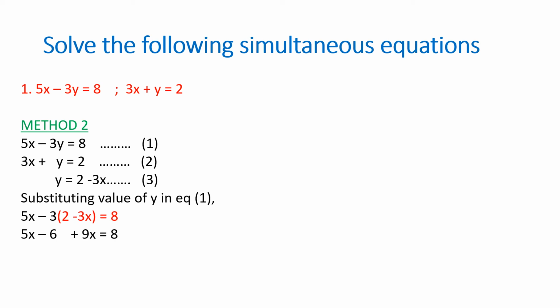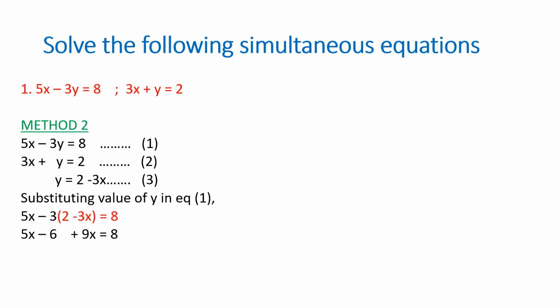So what is this? 5x minus 3 2s will be 6, and this is minus into plus. The multiplication of the signs is very important. So minus into plus is minus. Here again, 3 3s are 9, and minus into minus will be plus. This minus 3 and this minus 3 will give me plus 9. Okay, so as a result of this, after opening the brackets, I get this is equal to 8.